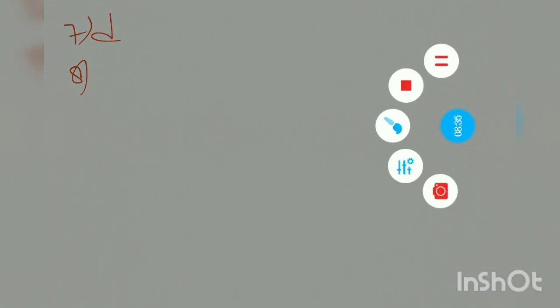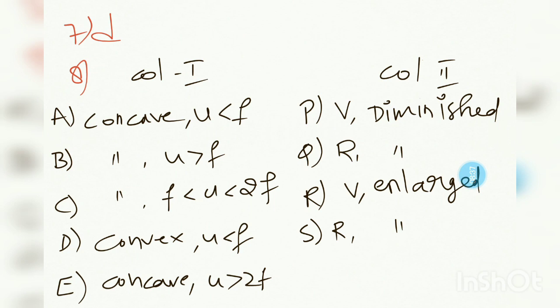The eighth one is a matching question. I'll write it roughly so that you can understand. This type of matching seems very tough, but when you understand the logic, it seems very simple. Let's begin with the first part. For each of them I'll show the ray diagram, with a brief explanation so that you can understand it clearly.